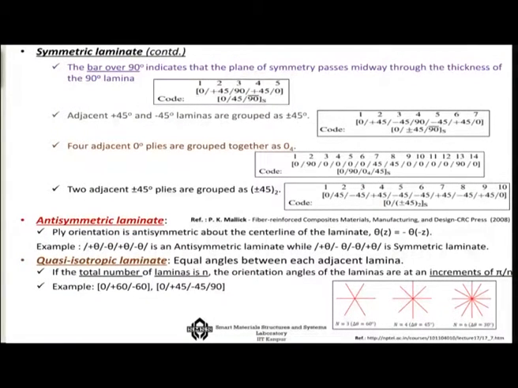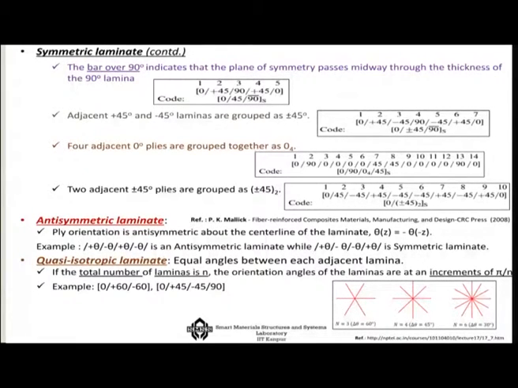Now if you consider a symmetric laminate, if there is a bar over such a sequence like 0, 45, 90 bar, then that would mean that the plane of symmetry passes midway through the thickness of this particular line. And if you have plus 45 minus 45, you can also put it as plus minus 45. For adjacent 0 degree plies, whatever number are adjacent, you can put them as 0, 4, and two adjacent plus minus 45s are grouped, you can put them as plus minus 45, 2. So you can actually use these code names in order to make a symmetric laminate.